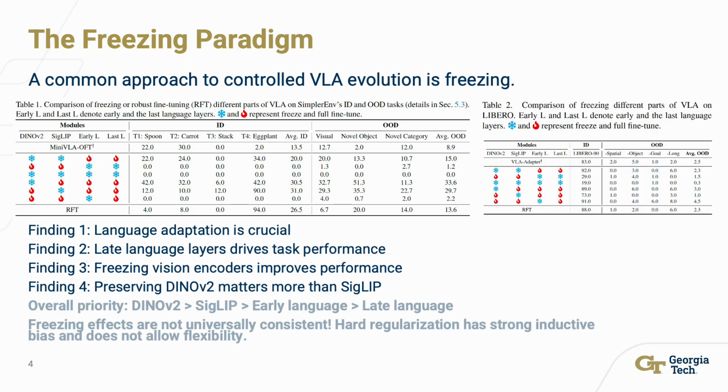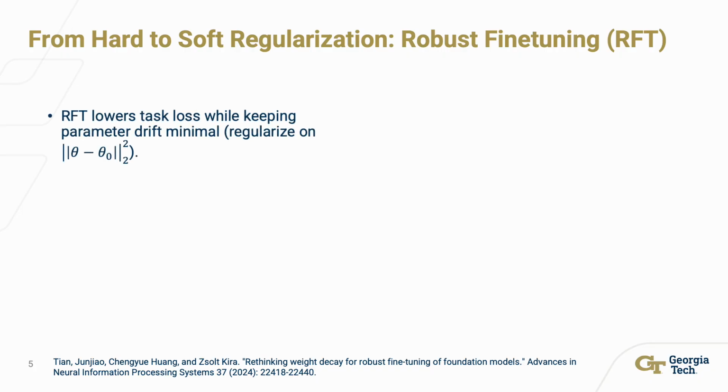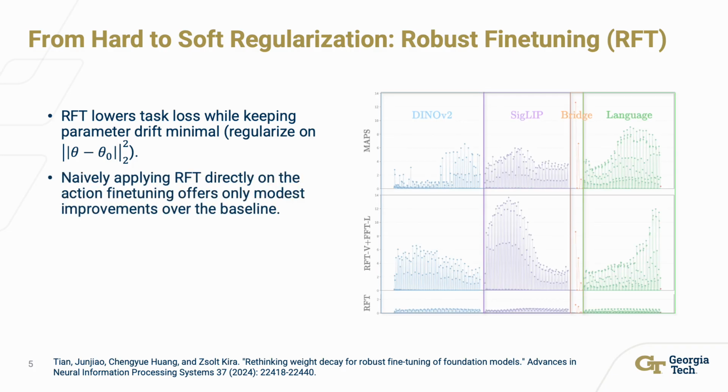However, freezing is not universally reliable. The same configuration does not consistently transfer across models or benchmarks. Thus, manually selected and hard constraint heuristics like freezing are suboptimal. To reduce this inductive bias, we turn to soft regularization via robust fine-tuning, or RFT, which minimizes task loss while limiting parameter drift. However, naive RFT yields only modest gains over vanilla fine-tuning.